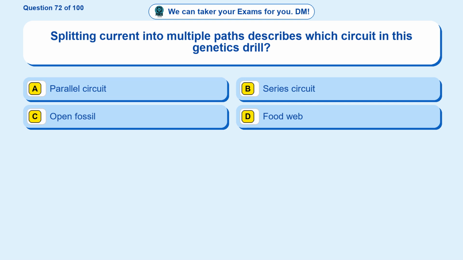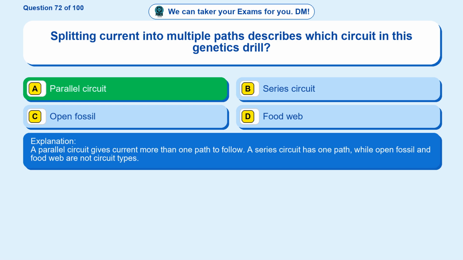Question 72. Splitting current into multiple paths describes which circuit in this genetics drill? Option A, parallel circuit. Option B, series circuit. Option C, open fossil. Option D, food web. The correct answer is option A. Parallel circuit. A parallel circuit gives current more than one path to follow. A series circuit has one path, while open fossil and food web are not circuit types.